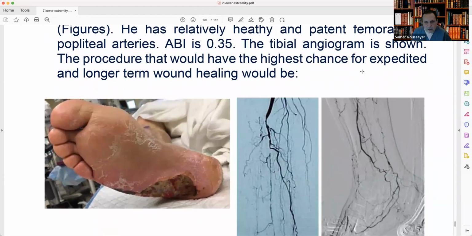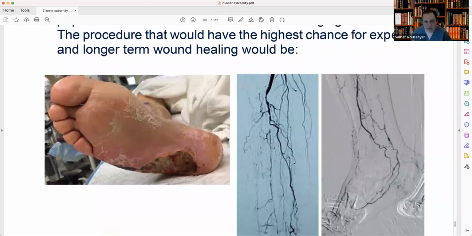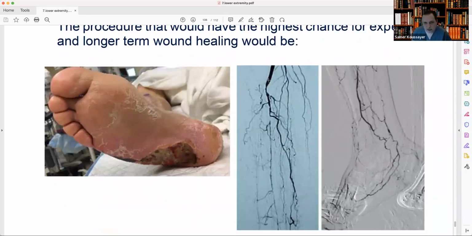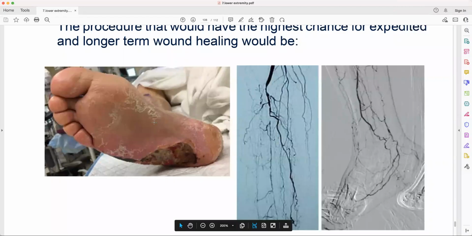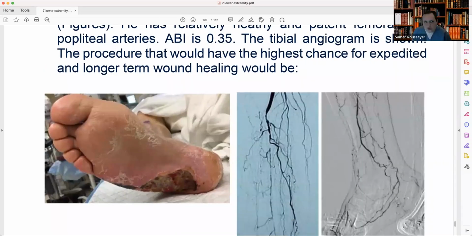Okay, let's see what he has. He has a popliteal occlusion and stenosis here. As far as they did not show you proximal, that means you have to presume everything is open proximally. He has a peroneal here. Peroneal gives you the posterior tibial here. Distally he has a posterior tibial, and you have a large wound. What are they asking you? What is the highest chance of expedited and long-term wound healing?